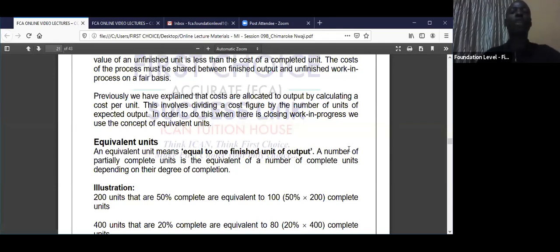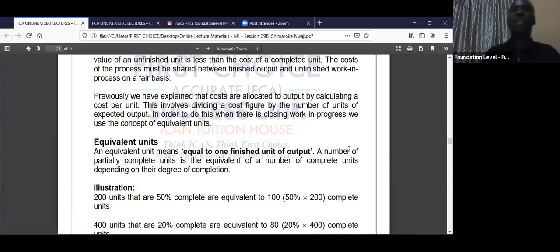If we have 200 units of bread and we have only completed it 50%, how many uncompleted bread of 50% completion is equal to complete units? How many complete units would that represent? It represents 100 complete units. How do we know? Because 200 units have been completed only 50%, we will say 50% completion times 200, which will give you 100. So that means 200 units of uncompleted bread that has been completed by 50% is equivalent to 100 complete bread.